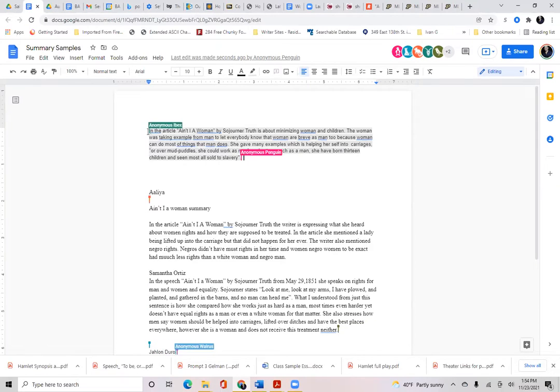So a lot of the good points here, if we look at Umu's, she's talking about the idea of minimizing women and children. She focuses more on women, but that's it. She takes examples from men to let them know that women are as brave, right? Too, because women can do most of the things that men can do, and she gives examples, right? Umu gives examples about carrying herself into carriages, right? And over mud puddles, and she can work as much, eat as much as a man.